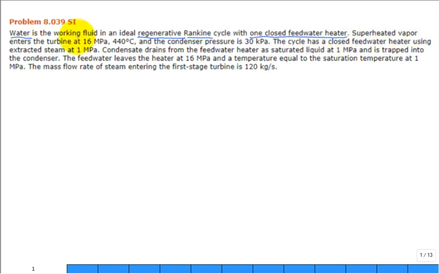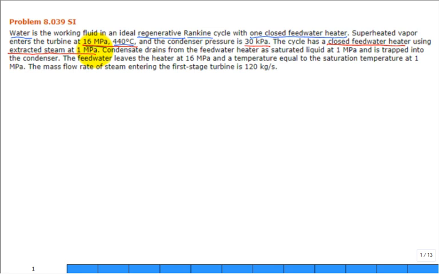All right. Superheated vapor enters the turbine at 16 megapascal and 440 degrees C. Let me ask a question. After it comes out of the steam generator, what is its pressure and temperature? 16 megapascal, 440 degrees C. You have to kind of know where all the components are, and what comes after the steam generator is the first turbine. They give you the information about the condenser pressure, 30 kilopascal.